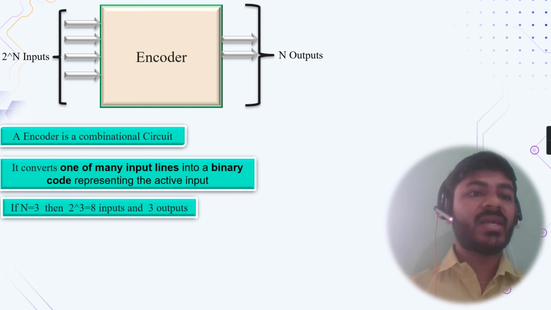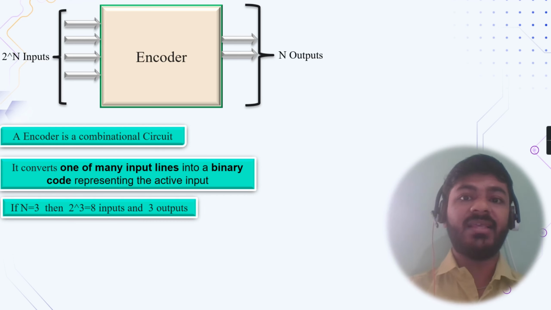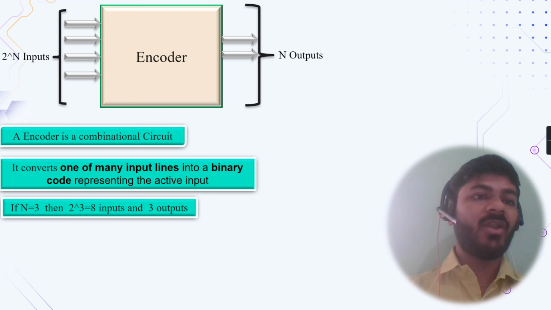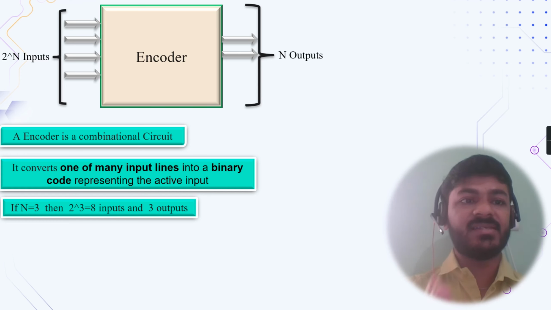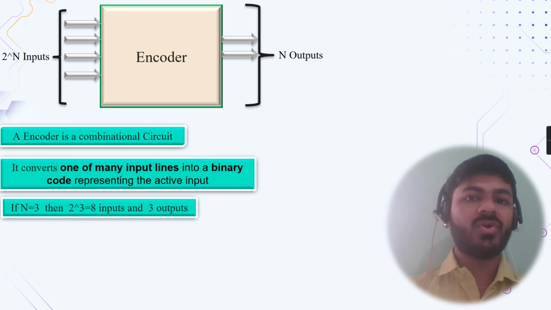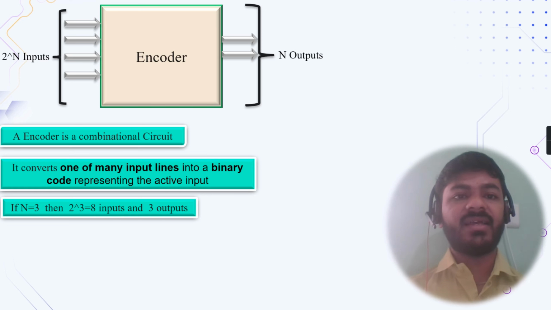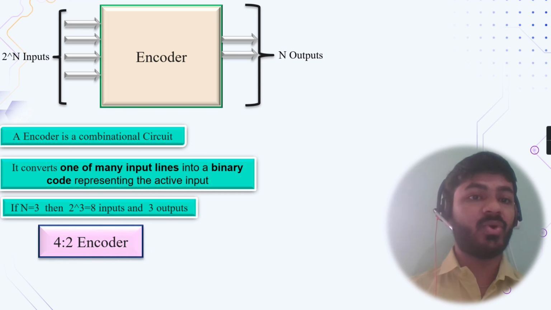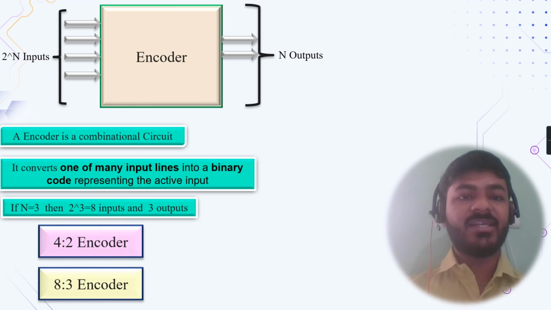Okay, and as you can see in the block diagram, it has 2 to the power n inputs and n outputs. Meaning if the value of n is 2, then 2 to the power 2, so 4 inputs will be there. As n is the number of outputs, 2 outputs will be there. And if the value of n is 3, meaning 2 to the power 3, then 8 inputs will be there, and as n is the outputs, 3 outputs will be there. So based on the value of n, we can categorize different types of encoders, such as the 4:2 encoder and the 8:3 encoder.